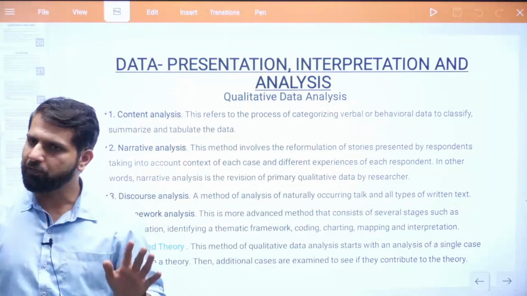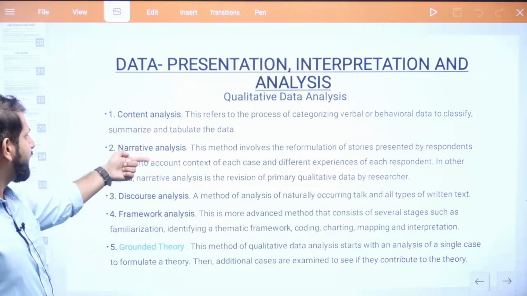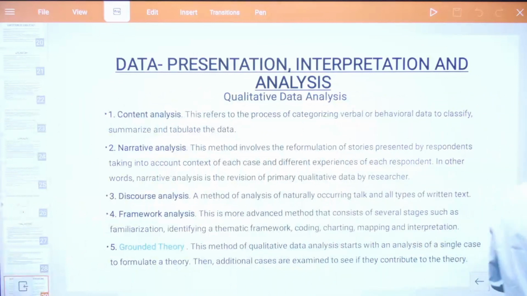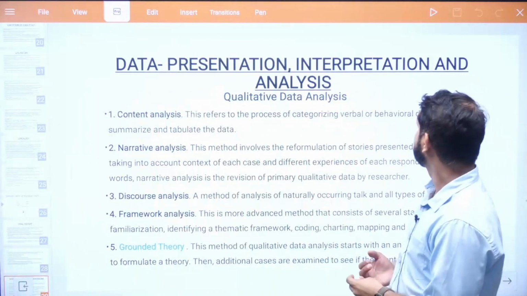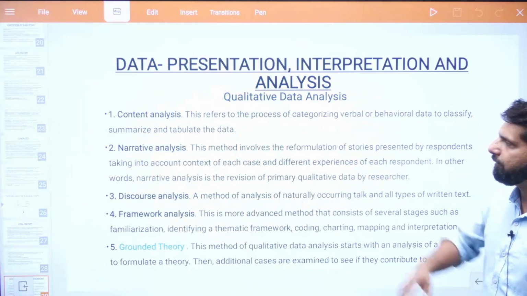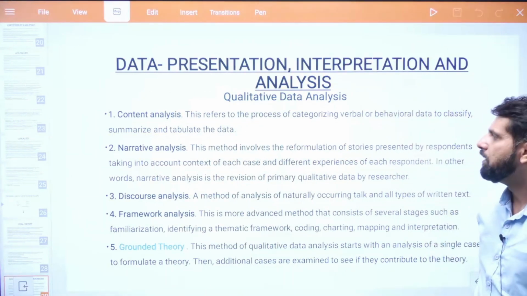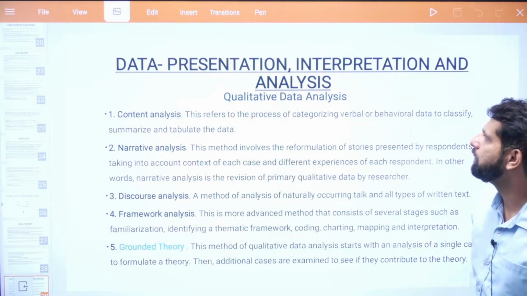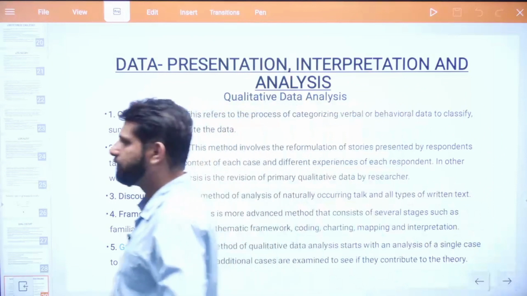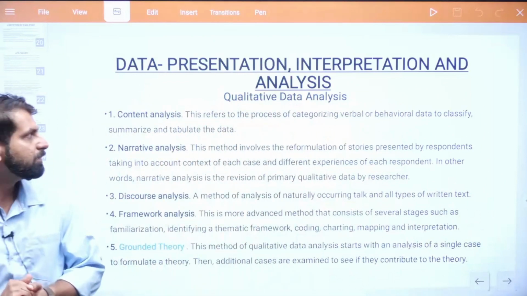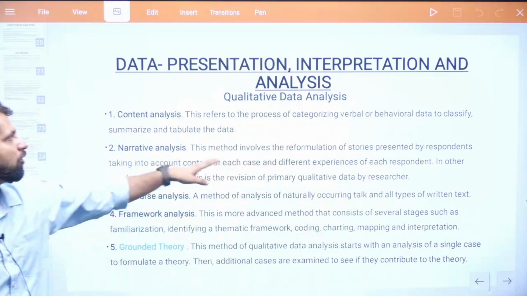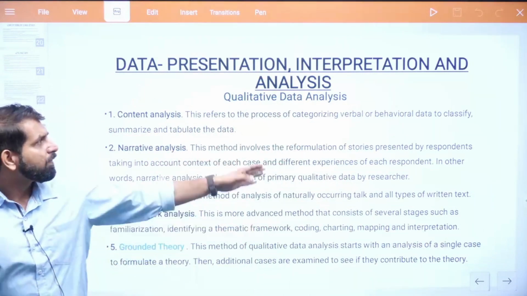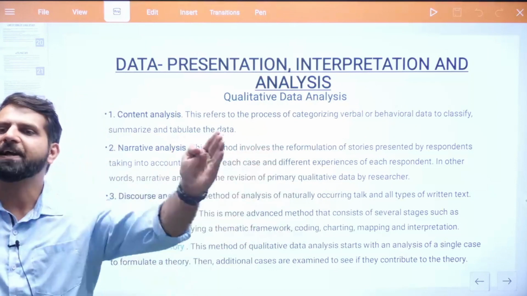There are 5 types through which this is done. First is content, narrative, discourse, framework and grounded theory. So content analysis basically talks about categorizing verbal or behavioral data to classify, summarize and tabulate the data. So whatever data you have, you categorize that data into different sets.